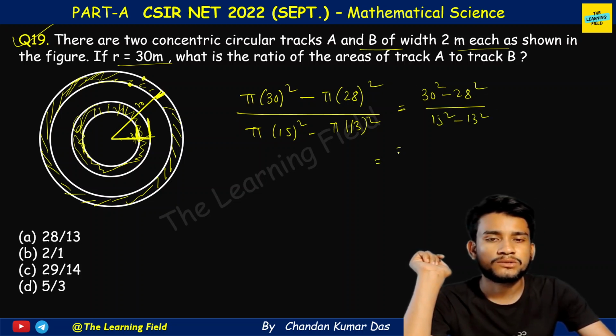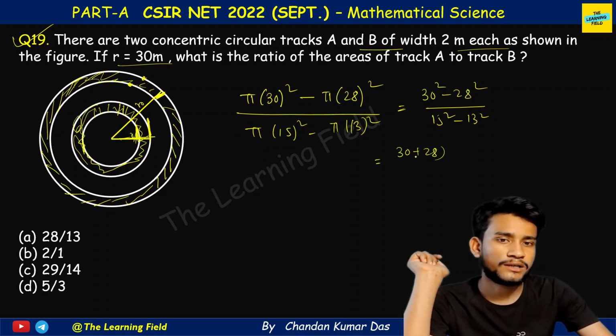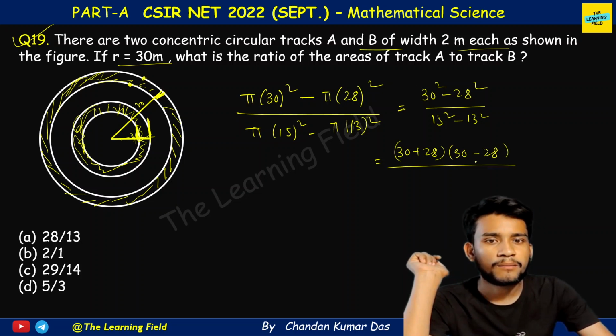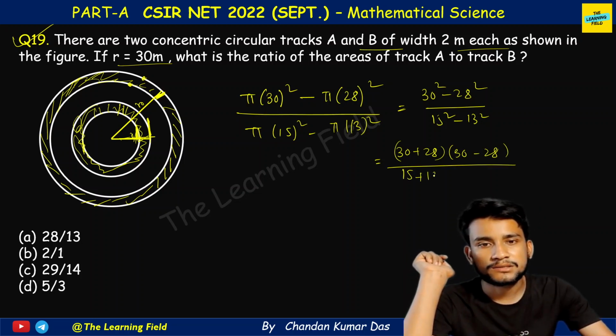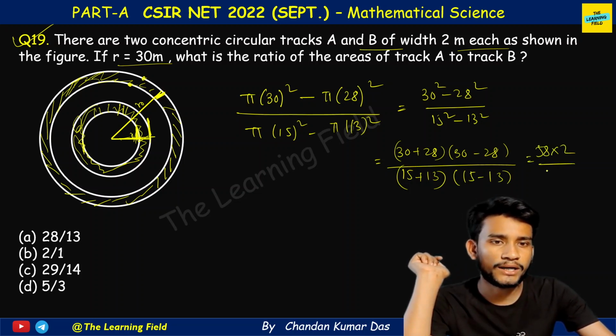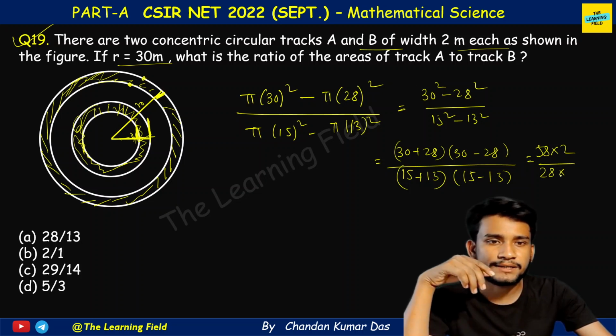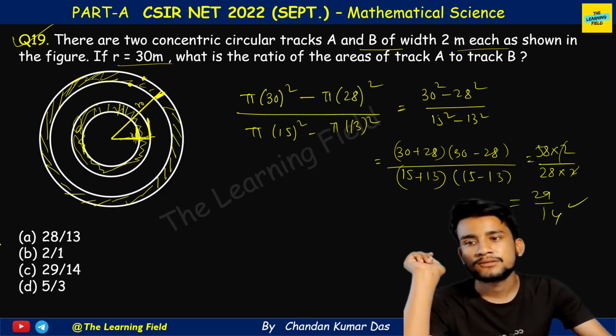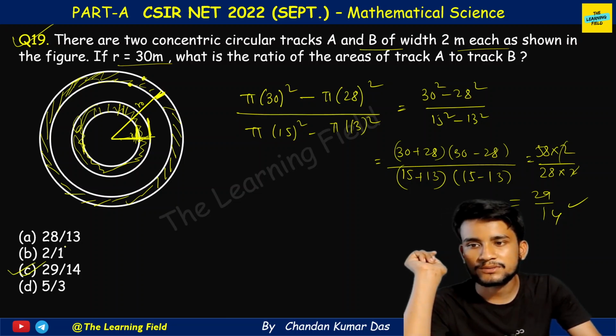So this is equal to (30 + 28)/(30 − 28) divided by (15 + 13)/(15 − 13). So this is equal to 58 into 2 by 28 into 2. The 2 gets cancelled, 29 by 14. So the answer is 29 by 14, option C.